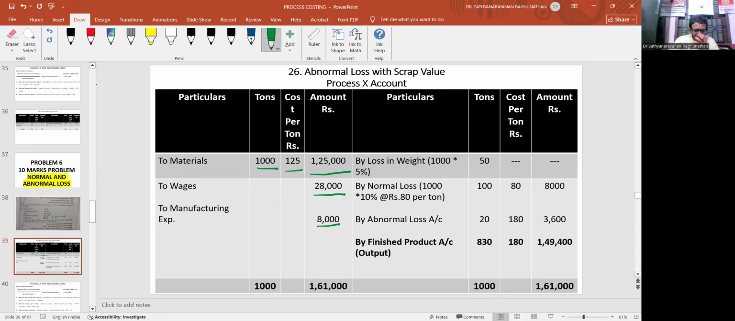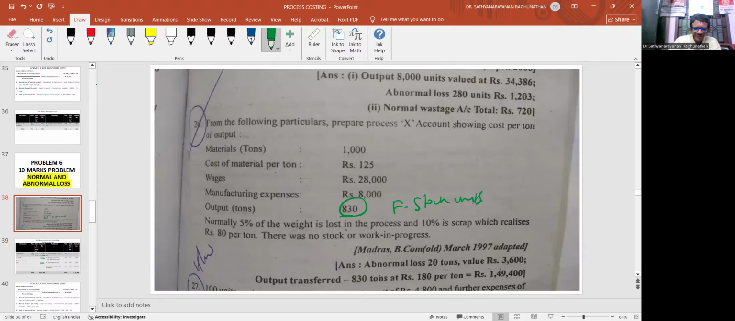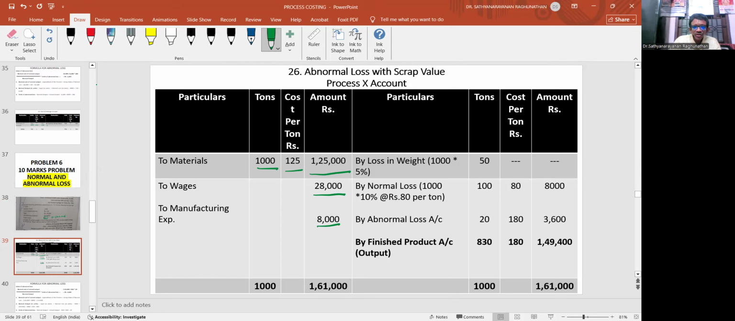By loss in weight, 1000 into 5% in tons is 50. But here they have not mentioned anything about the scrap, so cost per ton will become nil, and the amount column also will be nil. And then 10% is scrap, which realizes rupees 80 per ton. The next one: by normal loss, 1000 into 10% at rupees 80 per ton. 1000 into 10%, 100 should be put in the tons column, and then 80. 100 into 80, 8,000. Hope I made you clear. After that, normal loss comes to an end.